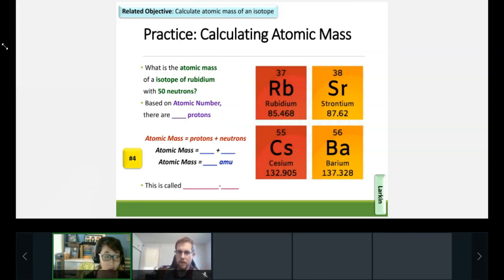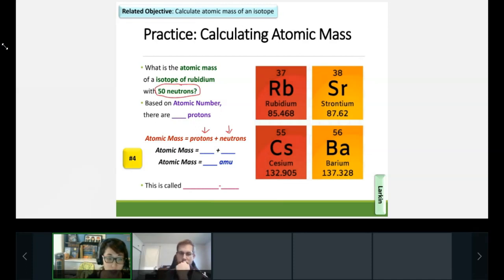This is something that we actually already reviewed, but it is related to today's topic, so I do want us to make sure that we are super confident on this. So the question is, what is the atomic mass of an isotope of rubidium with 50 neutrons? Remember, atomic mass is calculated by adding protons and neutrons. We just reviewed that. So it's saying that this isotope of rubidium has 50 neutrons.